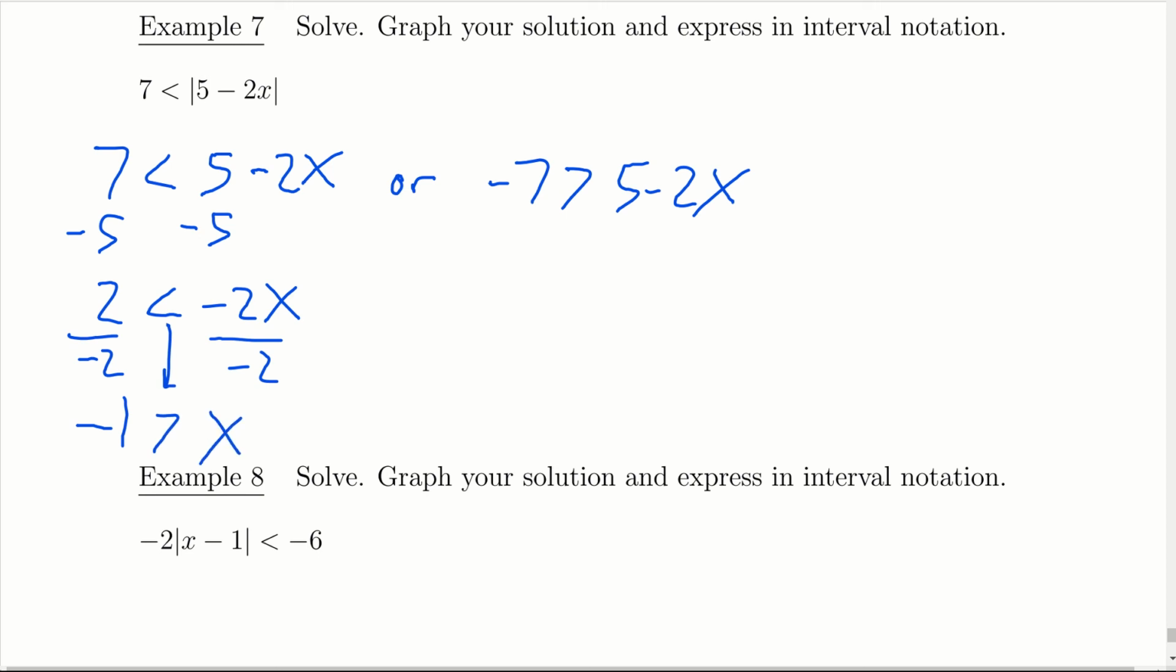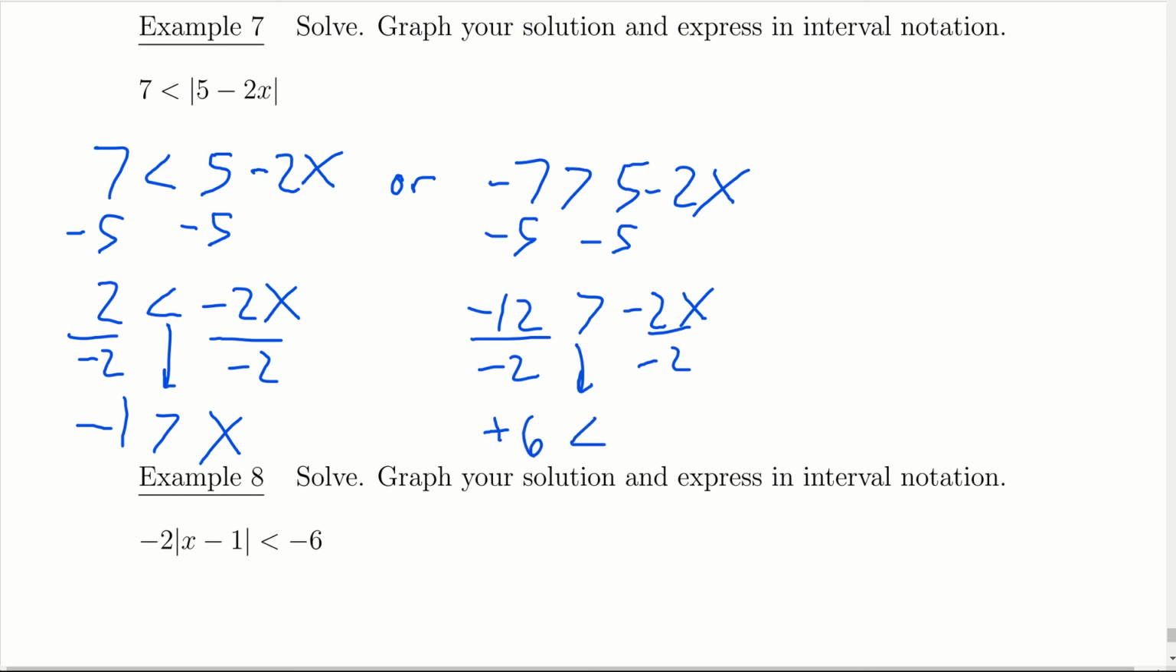Over here, it's going to be the same work. We need to subtract 5 from both sides. We get negative 12 is greater than negative 2x. We're now going to go ahead and divide both sides by negative 2. Dividing by a negative changes the direction, so we're going to get a positive 6 will be less than x. So we have our solved inequalities here. It's negative 1 is greater than x, or 6 is less than x.